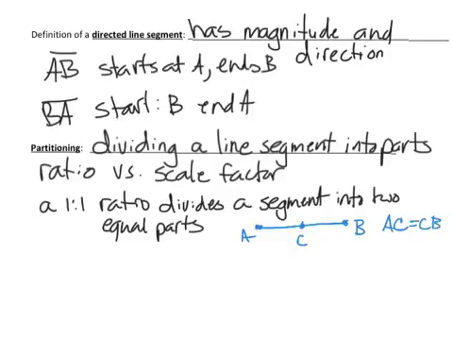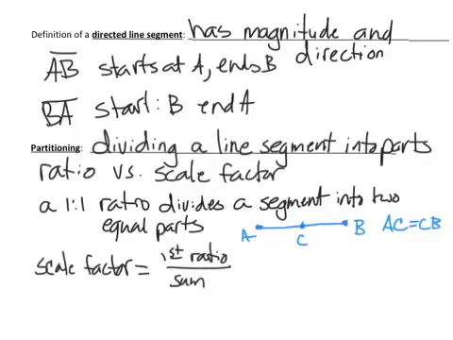Okay, that's the ratio. The scale factor, if I'm going to scale line AB down to length AC, the scale factor is 1/2. So, to find the scale factor, it's the first ratio over the sum. So the scale factor of AC, AC is AB scaled by the factor 1/2. It would be the first ratio, which is 1, over the sum, 1 plus 1, which is 2. So the scale factor in this case is 1/2.